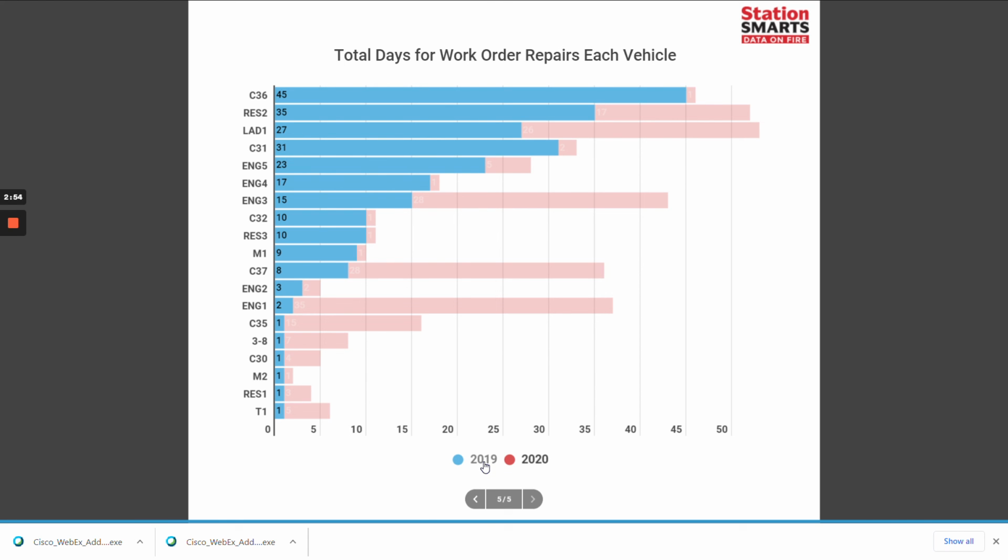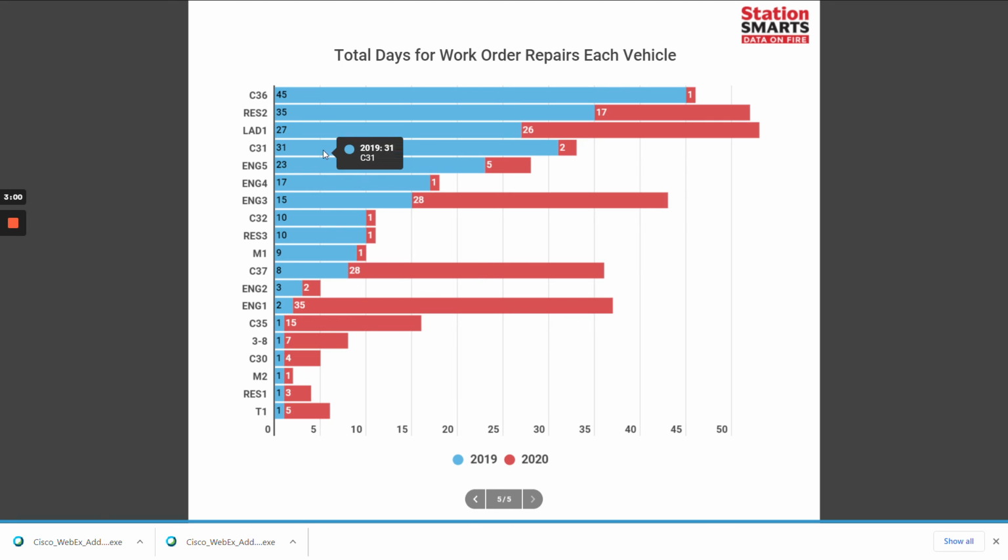So you can see that some of these apparatus were in one, 2, or 3 days, but at the upper end up here you can see C36 was in 45 days for 2019, but in 2020 only 1 day. So this ends our basic chart series.